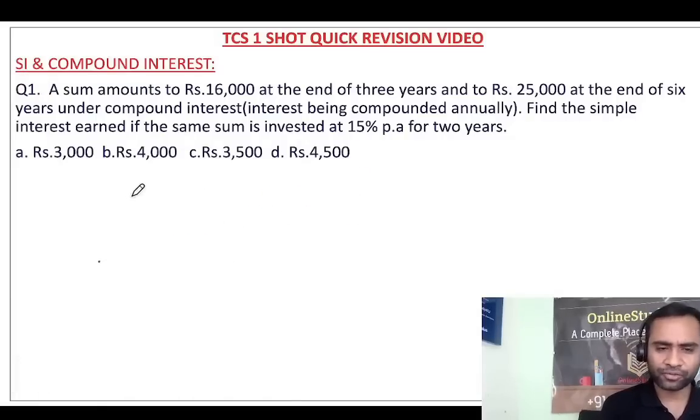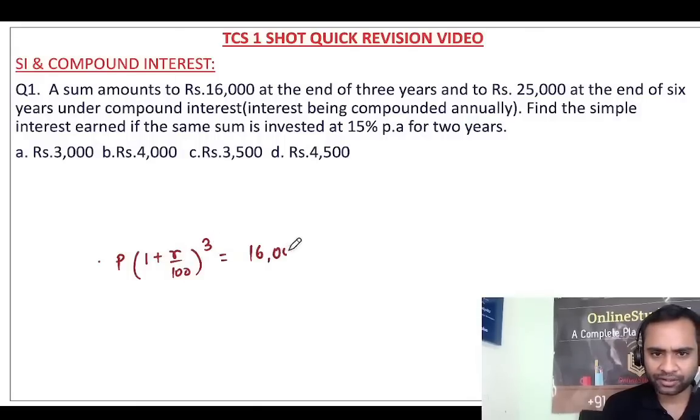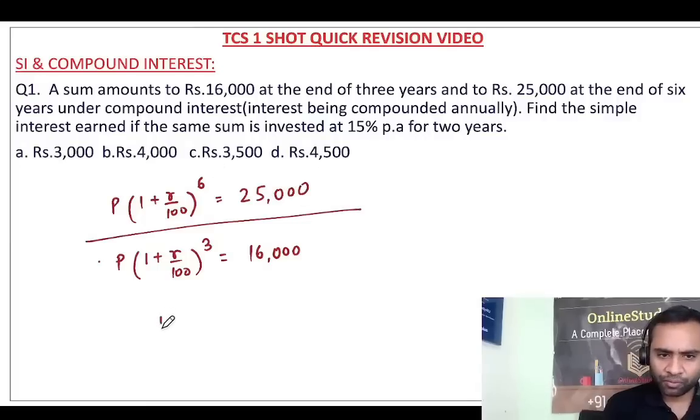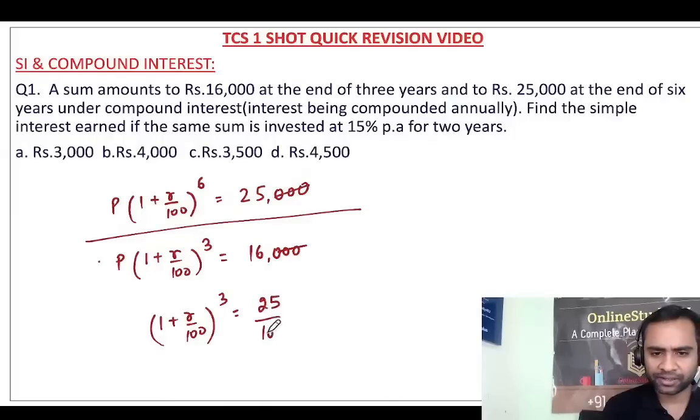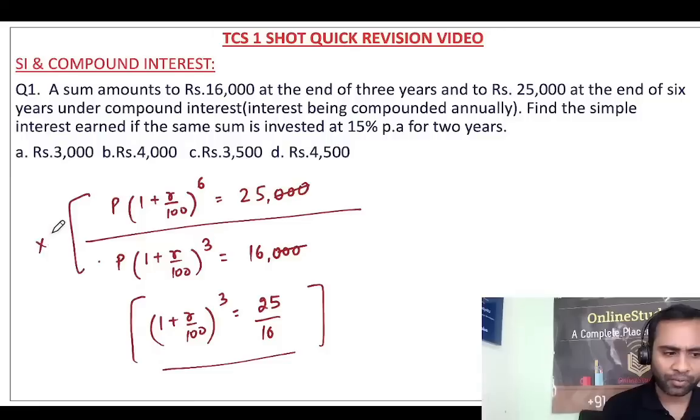A sum amounts to, so you invested some money, and in 3 years it is becoming P(1 + r/100)^3, which is 16,000. Now at the end of 6 years, the amount is P(1 + r/100)^6, and it is becoming 25,000. Now just divide it. So (1 + r/100)^3 is nothing but 25/16. This only I said, you could have directly written this. This was not required. Clear?